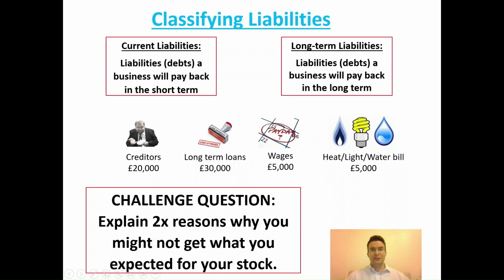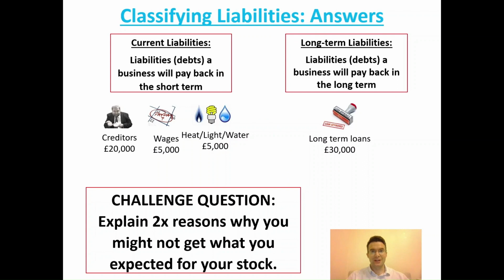The next thing we'll need to do in our understanding of balance sheets is to classify liabilities. Liabilities can once again be put into two groups. Firstly, current liabilities. These are liabilities, debts, things that we owe, that a business will pay back in the short term, generally less than a year. Whereas long-term liabilities are debts that a business will pay back in the long term, so generally these debts will last much longer than a year. Let's see if you can classify the 4 liabilities on the screen into those two groups.